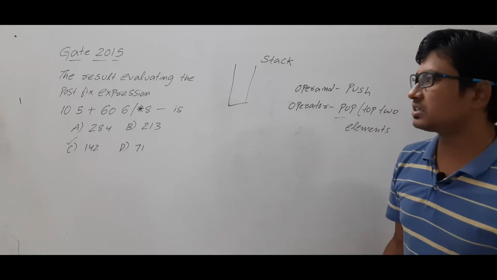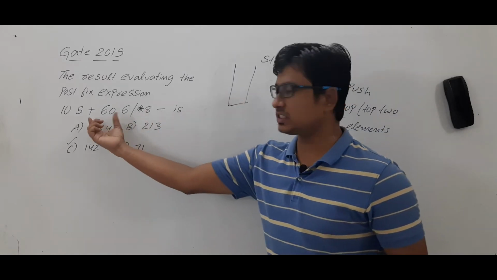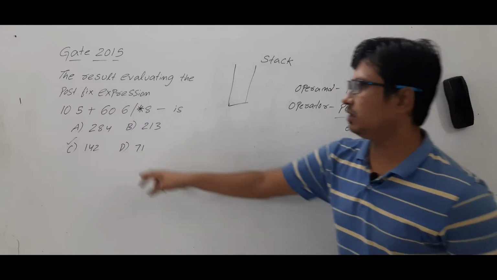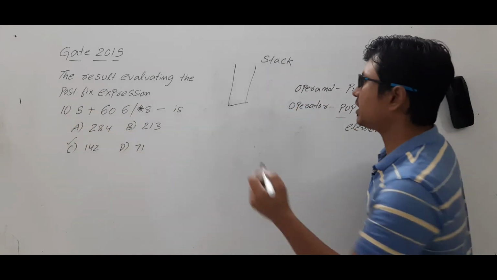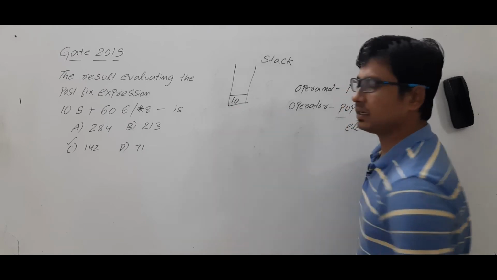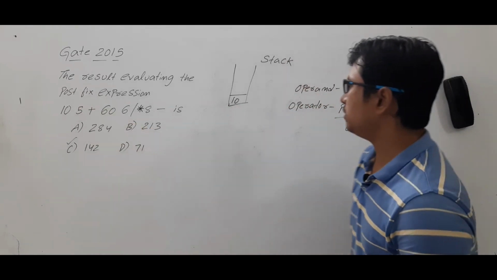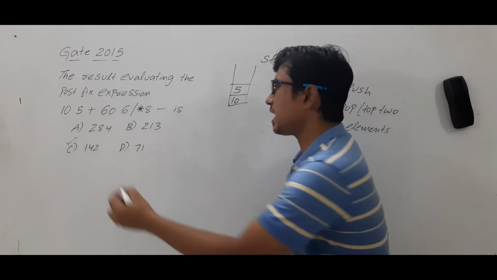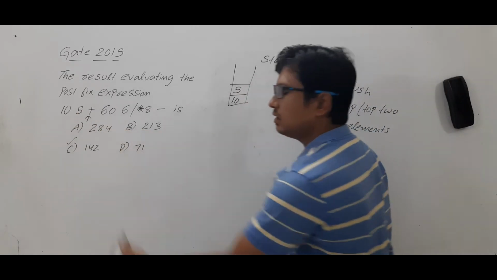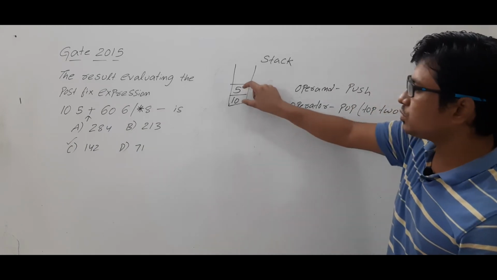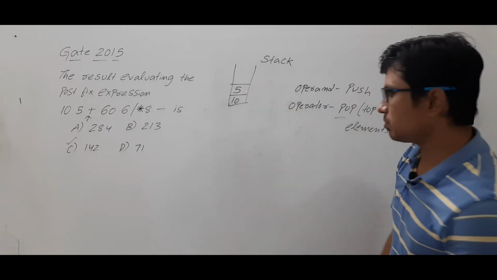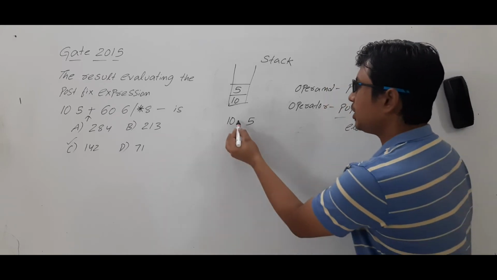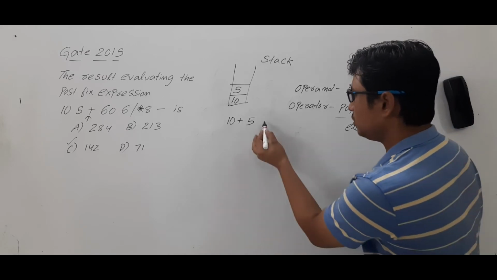So with this introduction about the stack and the postfix expression, let me simplify this expression using the stack. You have a 10, which is an operand, so you push it into the stack. Then you have 5, again an operand, so you push it. Now when scanning, you got the operator, which is addition. So what do you need to do? You need to pop the two elements from the stack, write it like this, 10 and 5, perform the addition, which is equal to 15.